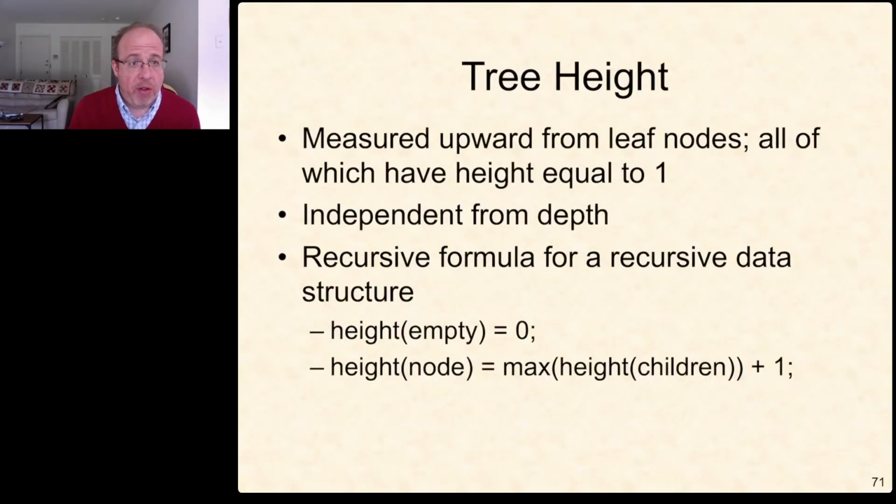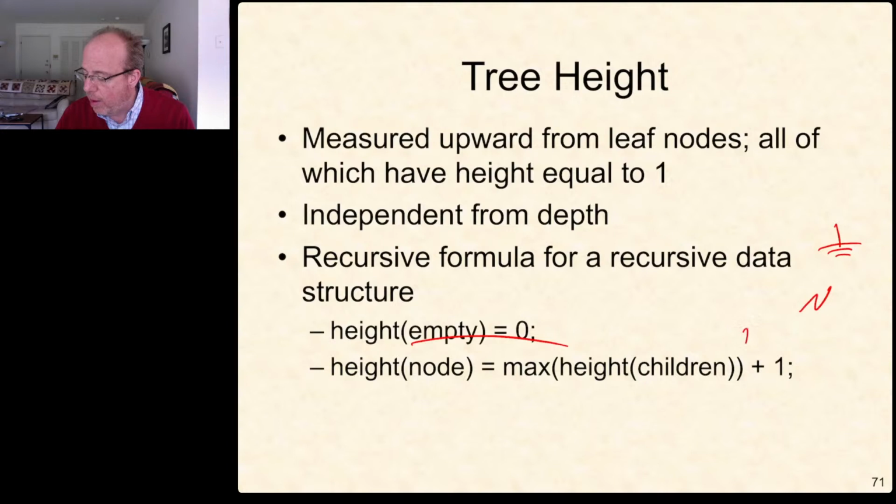Okay, just as a reminder, tree height is measured upward from leaf nodes. An empty tree has height of 0. Every leaf node has a height that's equal to 1. So there's a recursive formula. The empty tree has a height of 0. So the empty tree has nothing in it. Otherwise, the height of any node n is the max of its children's heights plus 1 for this node.